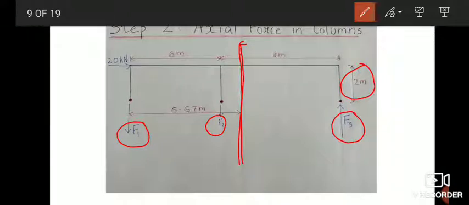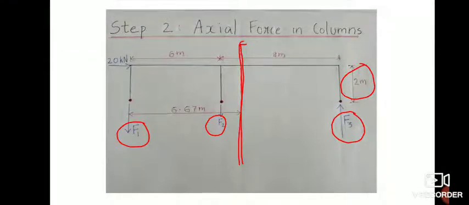Tension will be pulling the joints and compression will be pushing the joints, like this. You have to mark it properly. That marking should be proper, otherwise there is chance for error. Okay, so this F1, F2, F3 I have marked. These are axial forces in column 1, column 2 and column 3. Okay, so now we'll move to the next slide.